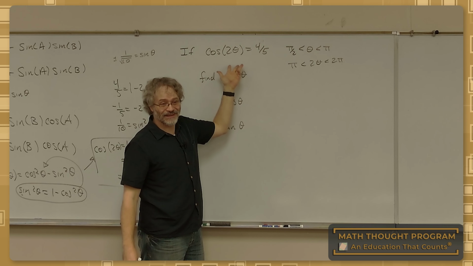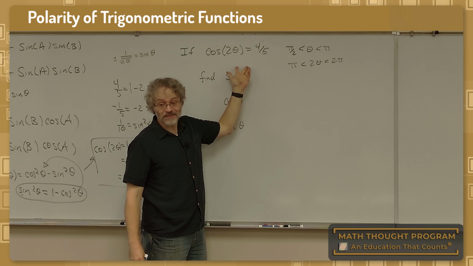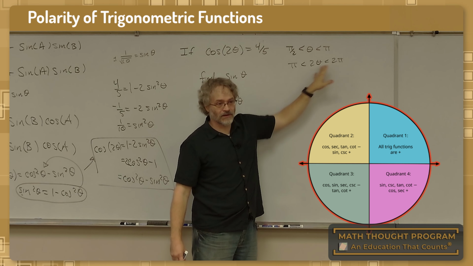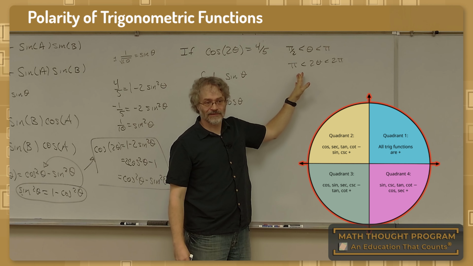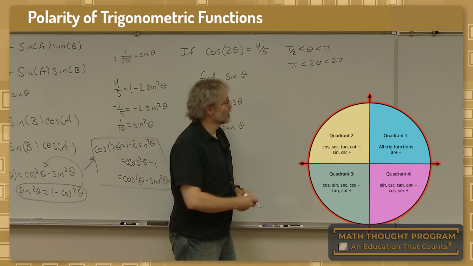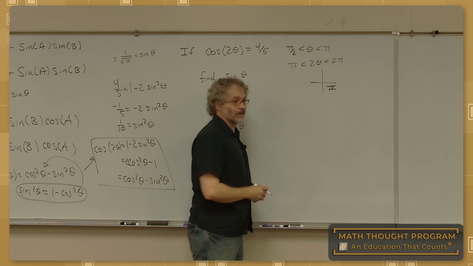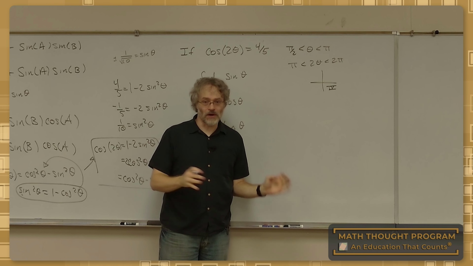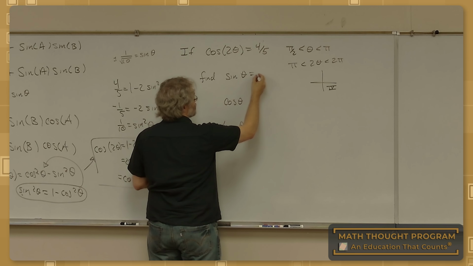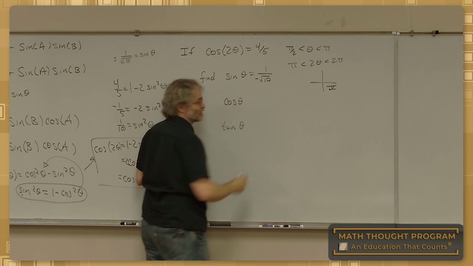What was cosine? Was that positive or negative? Positive. Where is cosine positive on this region? Which quadrant? Quadrant 4. So I'm over here, quadrant 4. In quadrant 4, is sine positive or is it negative? It's negative. So we're going to have sine theta equal to 1 over negative root 10.